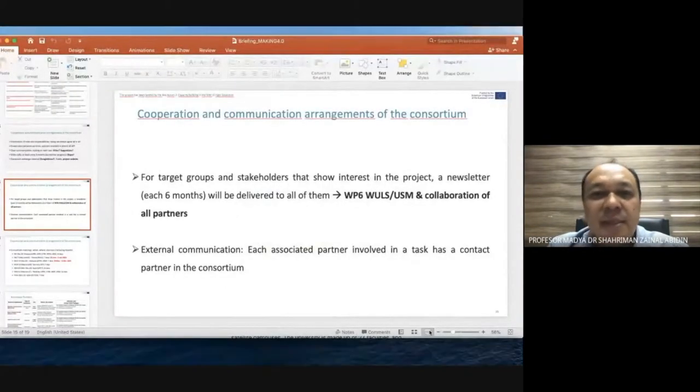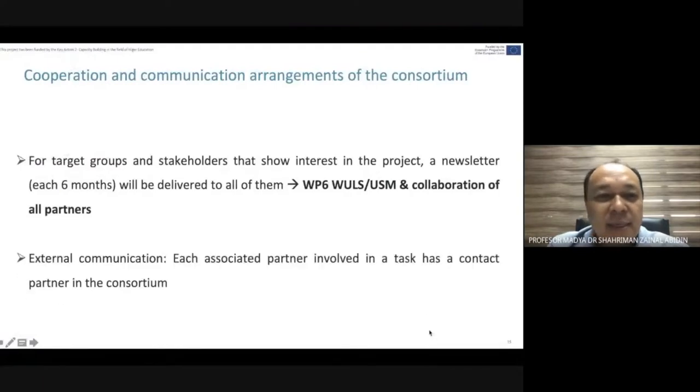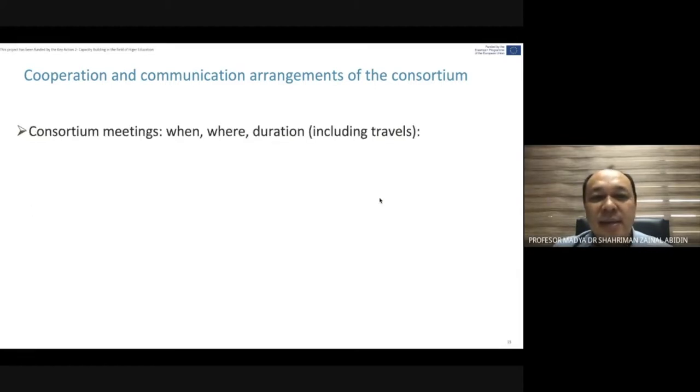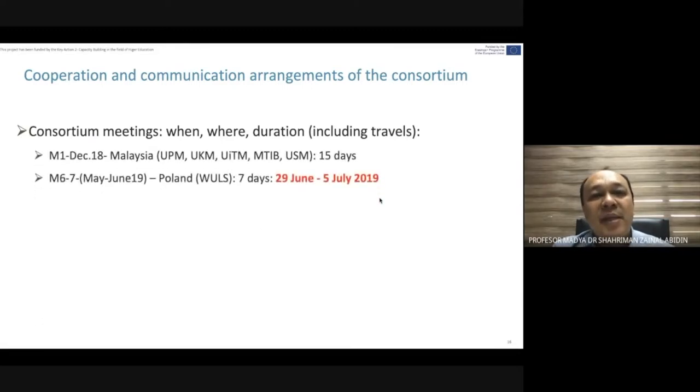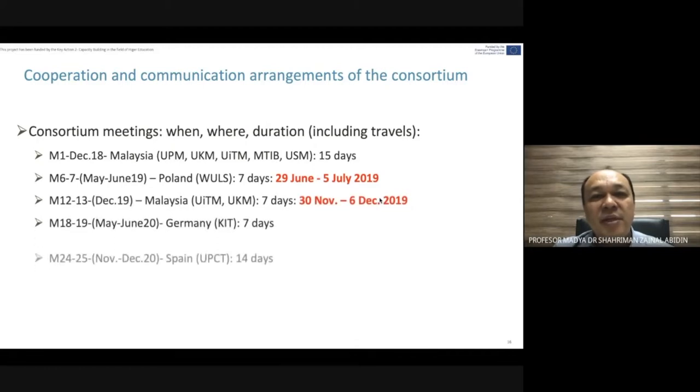Okay, back to this slide. Then for cooperation, we have an agreement for dissemination: every newsletter will be issued by WUS and USM. Internal communication will be based on the consortium. And then we have to plan how many days for meetings, where, when, and the duration.